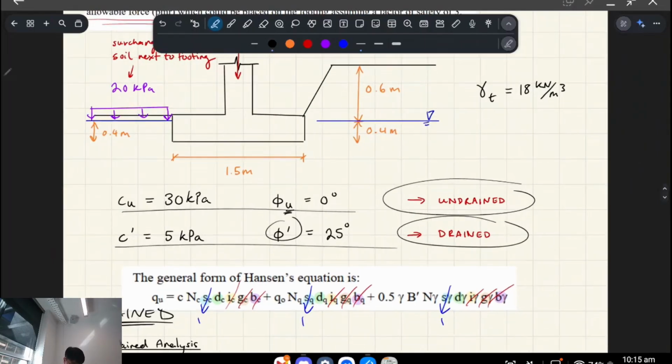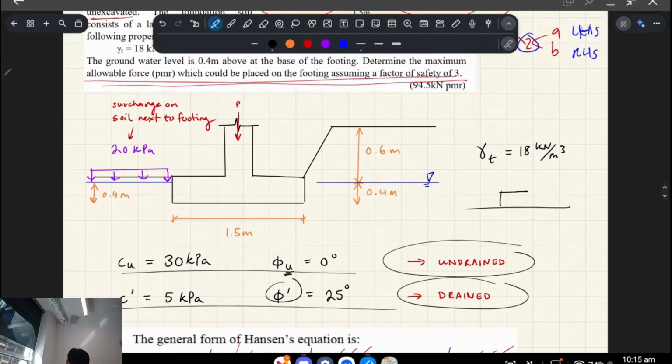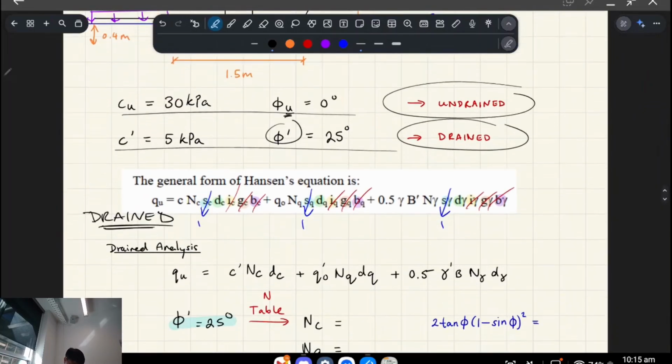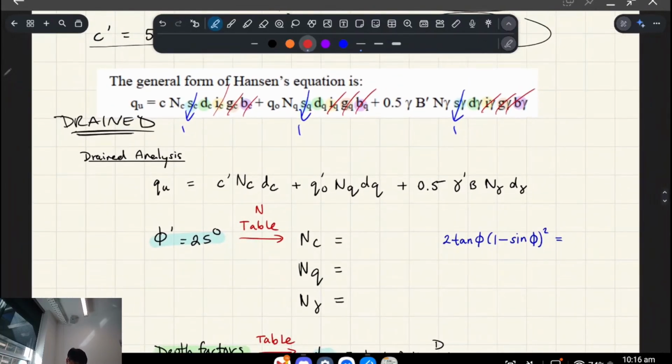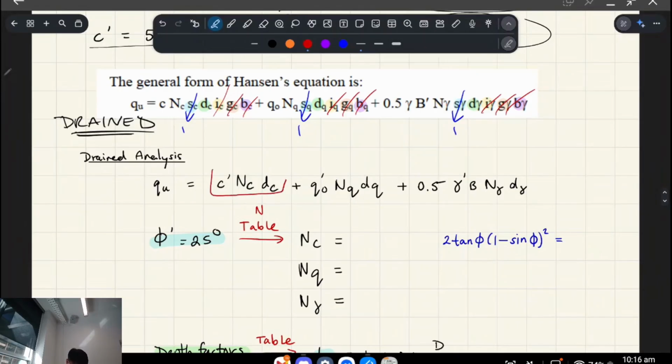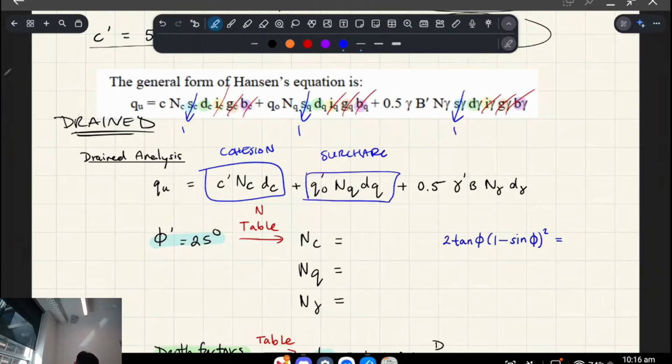So our pad isn't sitting at the very top, right? If it was sitting at the very top, we wouldn't have depth factors and stuff like that, but we do. All right, so that leaves these ones. We have this portion, which is related to cohesion. We have this portion, which is related to surcharge. And we have this portion, which is the self-weight or unit weight. So that's C, Q, and gamma. That's how you can remember it.